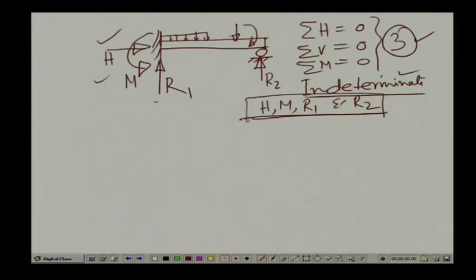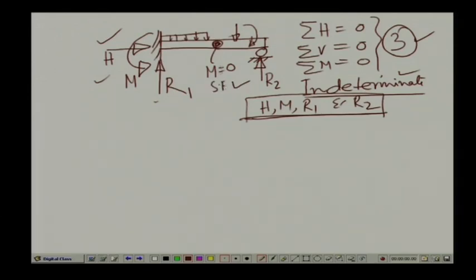Now, for the solution of this, many a time what we do is introduce another condition in a beam. Let us say that we introduce a hinge inside this particular beam, and this hinge is such that it cannot resist any moment, but it can support shear force.